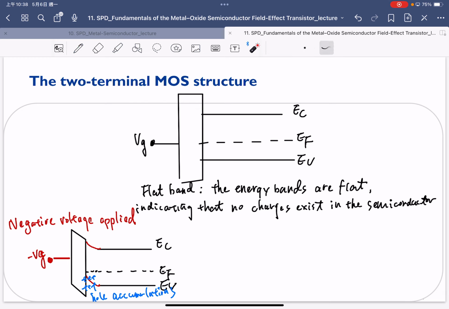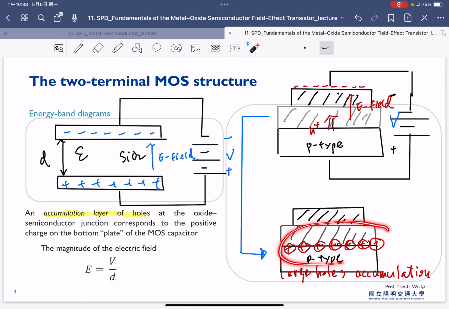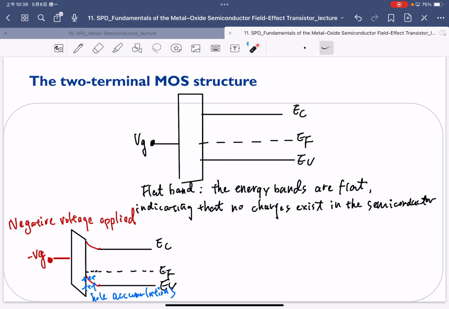So now you see that what we try to illustrate here is pretty consistent with what we already schematically drew on the previous slide. So anyhow, under the negative bias, we always have hole accumulation, and this can be seen from this band diagram. It can also be understood from this as well. So that's the case of a negative voltage applied. And next we'll consider the positive voltage applied.